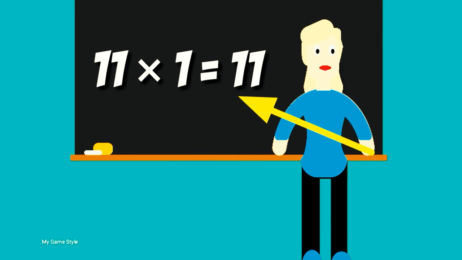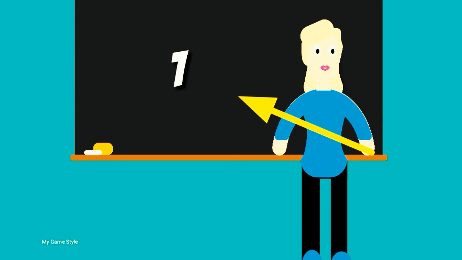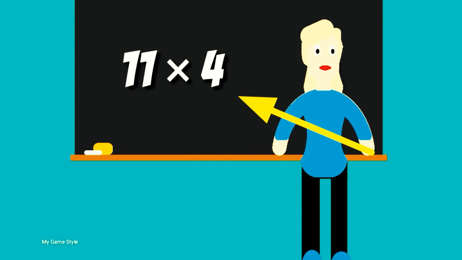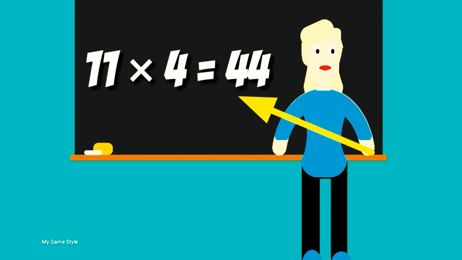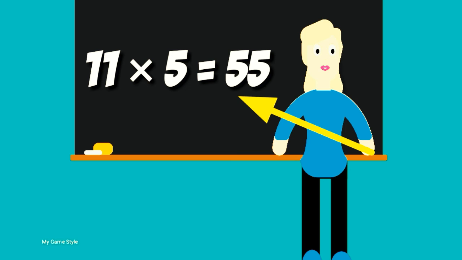11 1 is 11. 11 2 is 22. 11 3 is 33. 11 4 is 44. 11 5 is 55. 11 6 is 66.